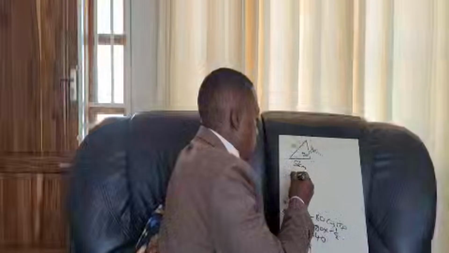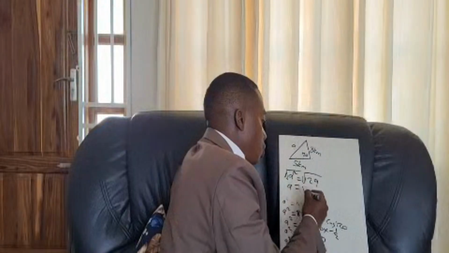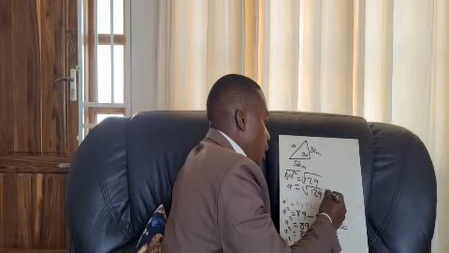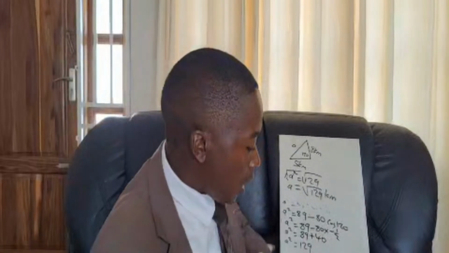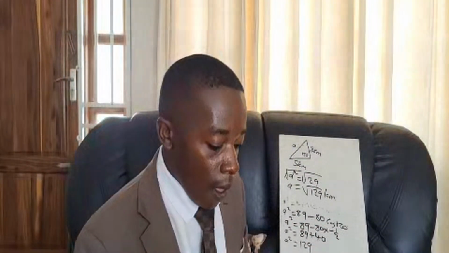So our answer: a squared equals 129, so a equals root 129 kilometers, since they said leave your answer in surd form.